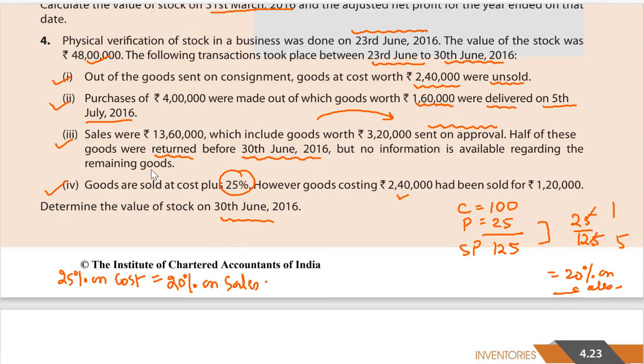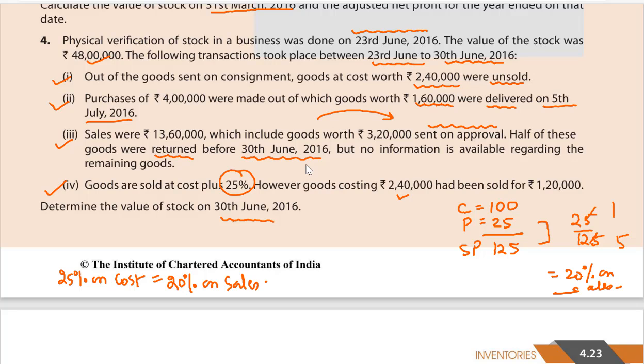Let us continue. Point number 3. Sales were 13,60,000, which include goods of 3,20,000 sent on approval. Half of these goods were returned on 30th June. So from 3,20,000, which was the goods on approval basis, half is returned. That means 1,60,000 is returned.